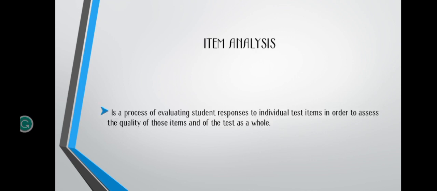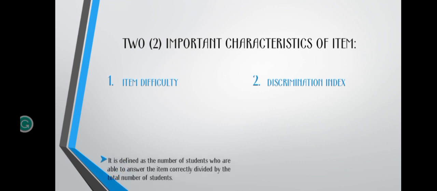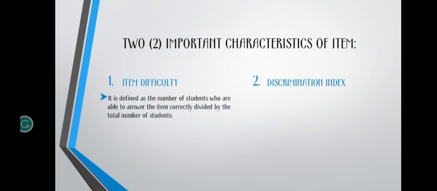We have two important characteristics of item. Number one, item difficulty, and the item discrimination index. The item difficulty is defined as the number of students who are able to answer the item correctly divided by the total number of students. So, i-divide lang natin kung ilang estudyante ba yung nakakuha ng tamang sagot doon sa dami ng mga estudyante sa isang classroom.